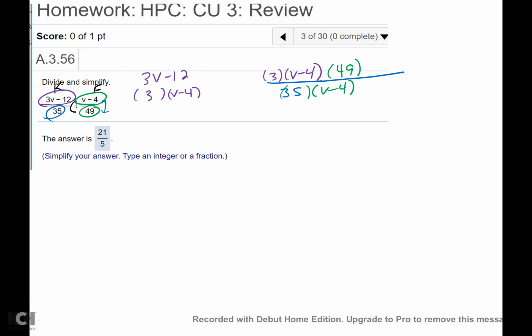Okay, so now we can cancel. The b minus 4's cancel. 7 will go into 35 and 49. 7 goes into 49 7 times. 7 goes into 35 5 times. So on top you have 3 times 7, and on bottom you have 5, which makes 21 over 5.